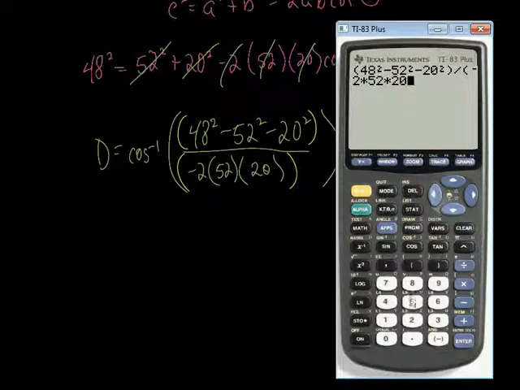I got 21. I sure did. Why am I not hitting the right buttons today? All right, there you go. Now it's 20. All right, I close that parentheses. Now what do I do? Hit equals or enter.